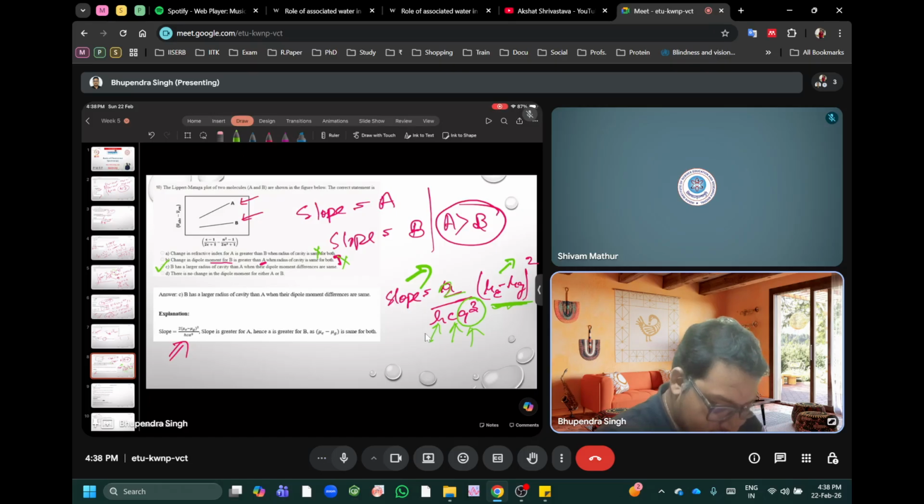And what is option D? There is no change in the dipole moment for either A and B. No, this option is not appropriate. Anyway, explanation is also given. The slope is greater for A, as μe minus μg is same for both. So option C is correct.